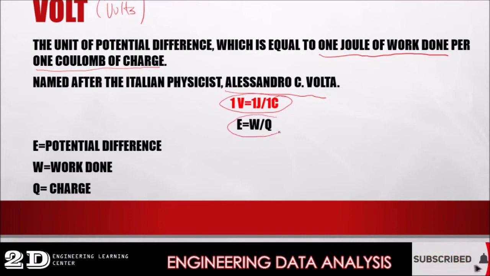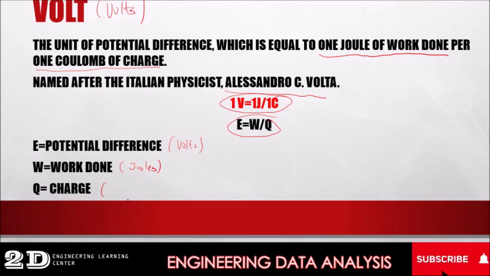And this will be the formula in terms of their mathematical presentation. So we have E, the potential difference, is equal to W, which is for the work, over Q, which is the charge. So the E, the potential difference, the unit for that is volts. The work done will be in joules, and the charge will be in coulombs.